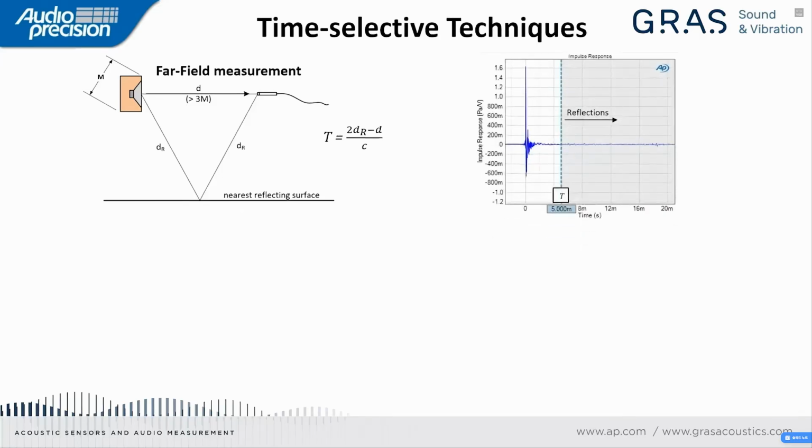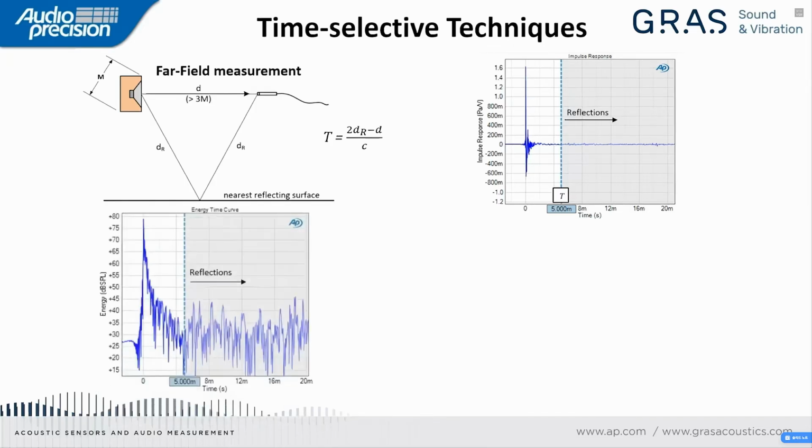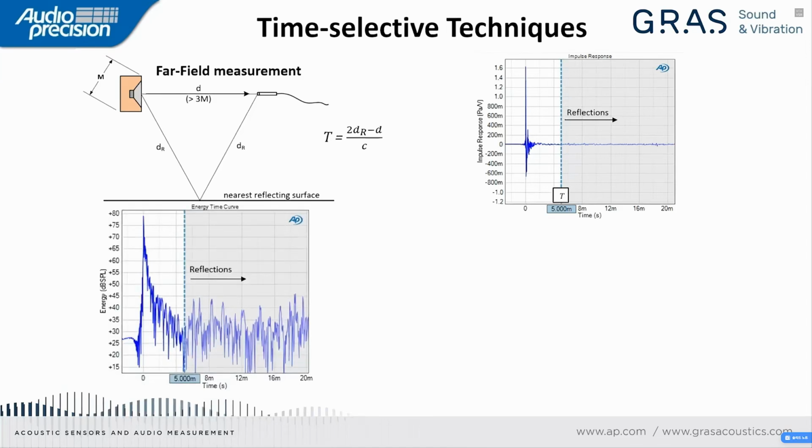And you can see T represented on the graph for the impulse response. And this should be sufficient to gate out any reflections. You can see it on the impulse response or alternatively on the energy time curve.